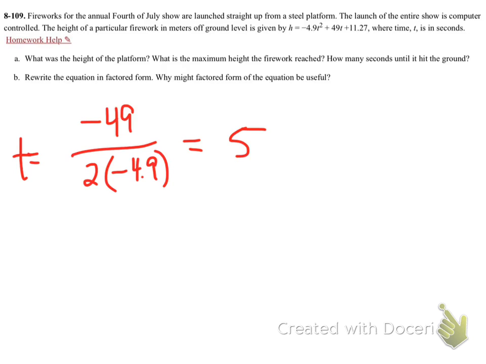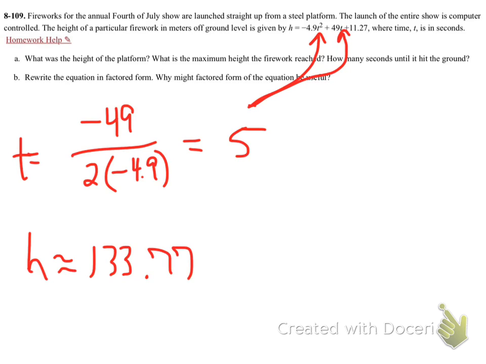So after 5 seconds, I'm going to have my line of symmetry, and I'm going to have the highest point of that parabola. So now I'm going to evaluate by putting 5 in here and putting 5 in right there and finding the height. That height ends up being about 133.77 meters.